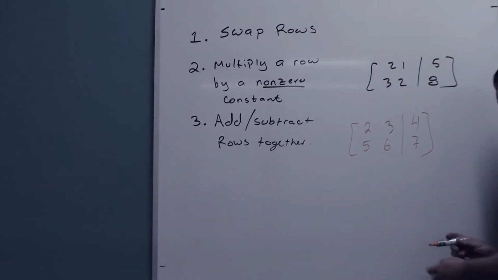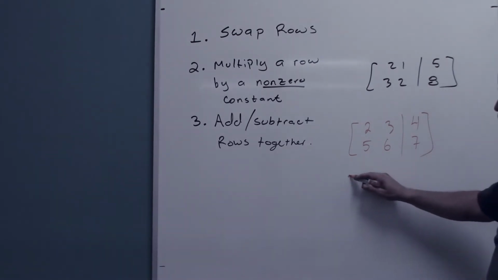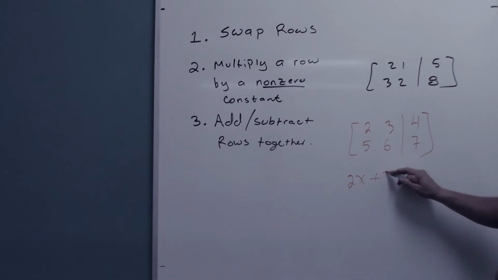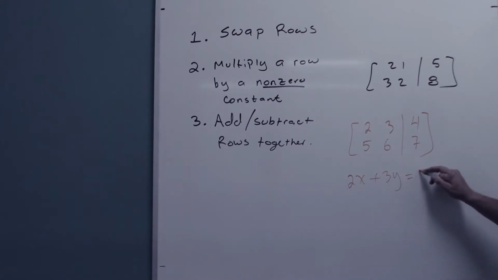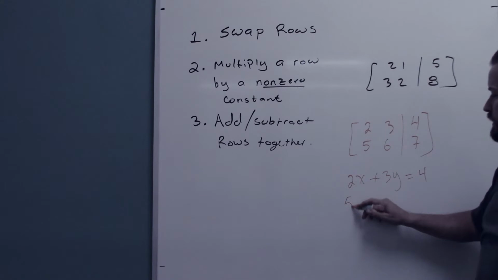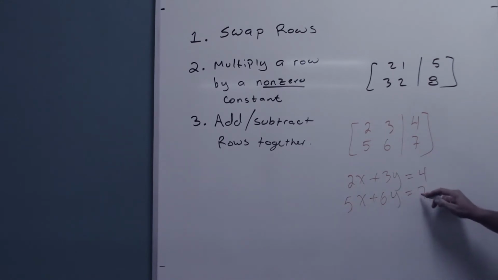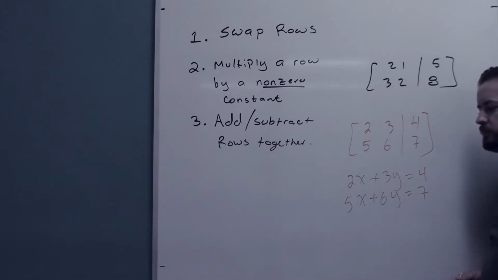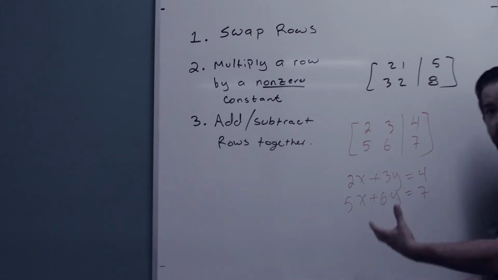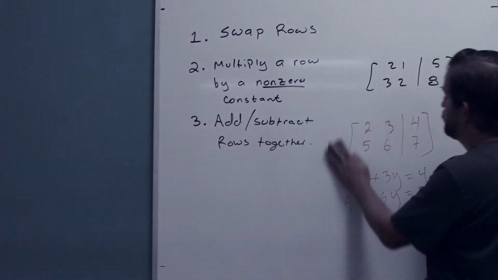This matrix represents the system of equations 2x plus 3y equals 4 and 5x plus 6y equals 7, right? Now, let's look at one more of these, a very simple looking one.